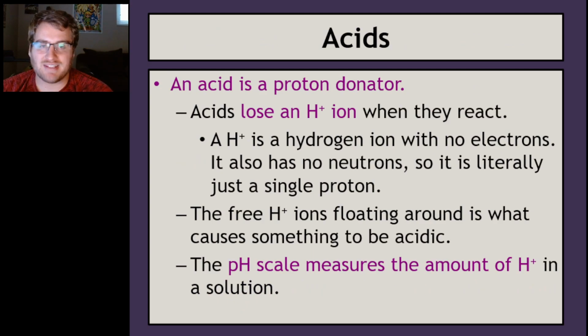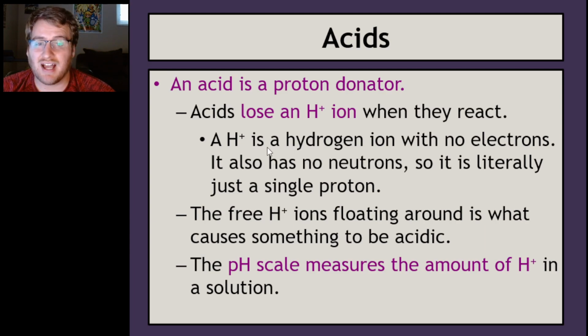Last thing we need to talk about today is acids and bases. So we have a whole unit on acids and bases later, but today we're just introducing the types of reactions they do. An acid is a proton donator. So that's what an acid is by this definition. Acids are just things that when they react, lose a proton, also known as an H+ ion, when they react.